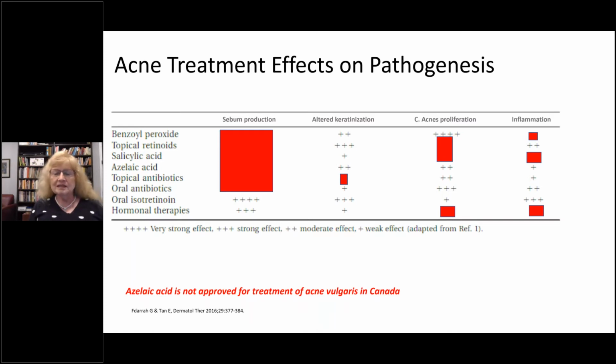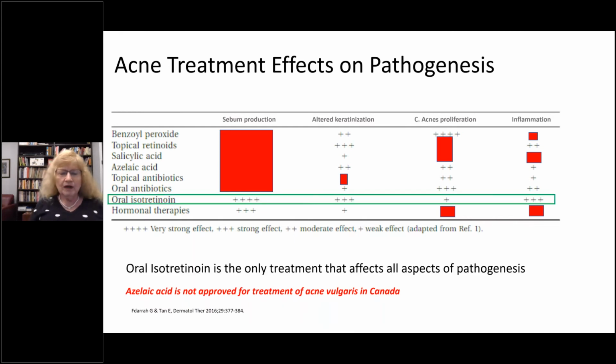And you can see the C. acnes proliferation and inflammation. But what I want to point out is the only drug that can put it into a permanent or a very prolonged remission remains isotretinoin, even after 40 years of use. And this is just to show you how it targets sebum production, altered keratinization, C. acnes proliferation, as well as inflammation.